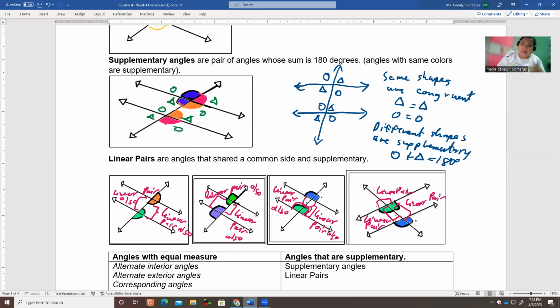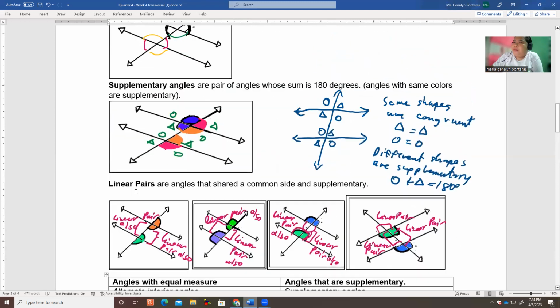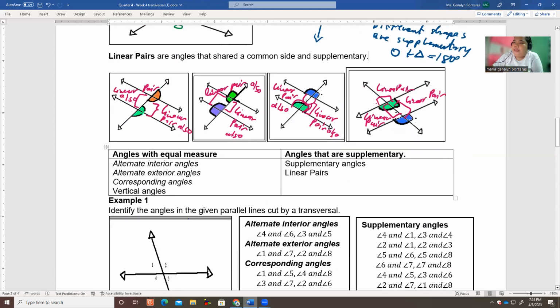So as long as the pair of angles share a common side and are supplementary, they are linear pairs. To sum up, the angles with equal measures are alternate interior angles, alternate exterior angles, corresponding angles, and vertical angles. And angles that are supplementary are supplementary angles and linear pairs.